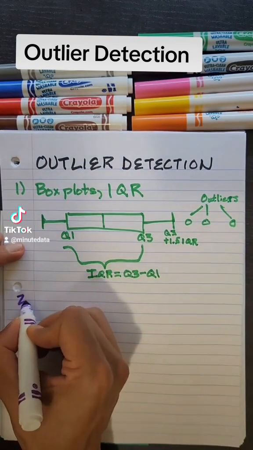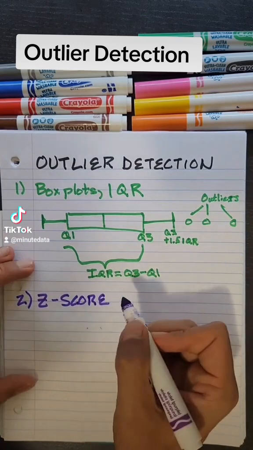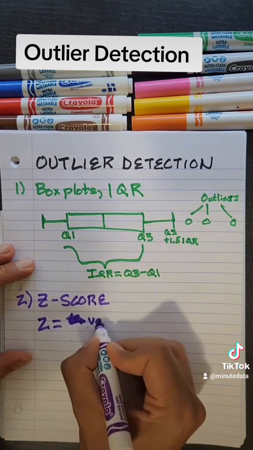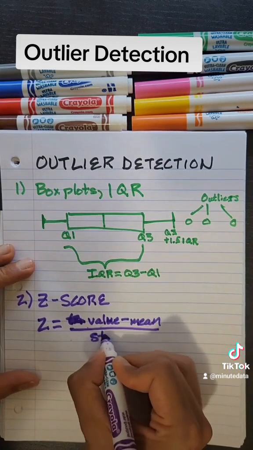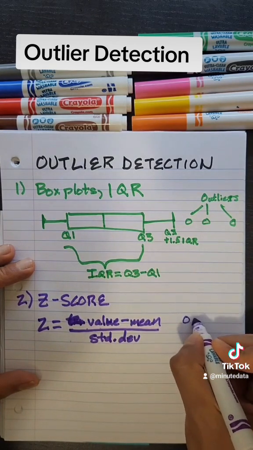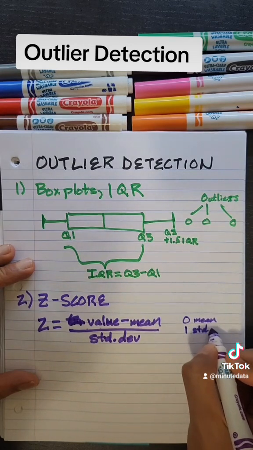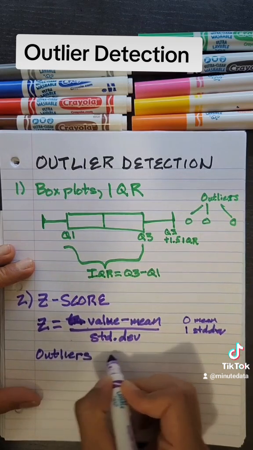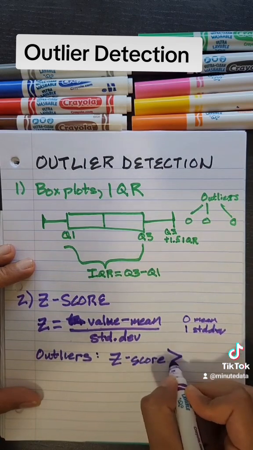So let's look at method two. Method two, we're going to look at z-scores. So z-score is equal to the value minus the mean divided by standard deviation. You're going to end up with a distribution with zero mean and standard deviation equal to 1. And then in this case, outliers are going to be anything with a z-score greater than 3.